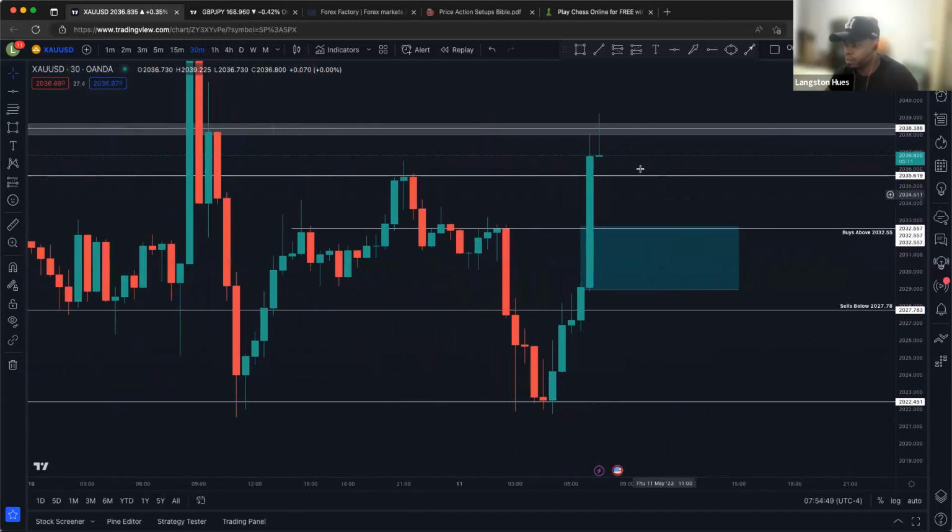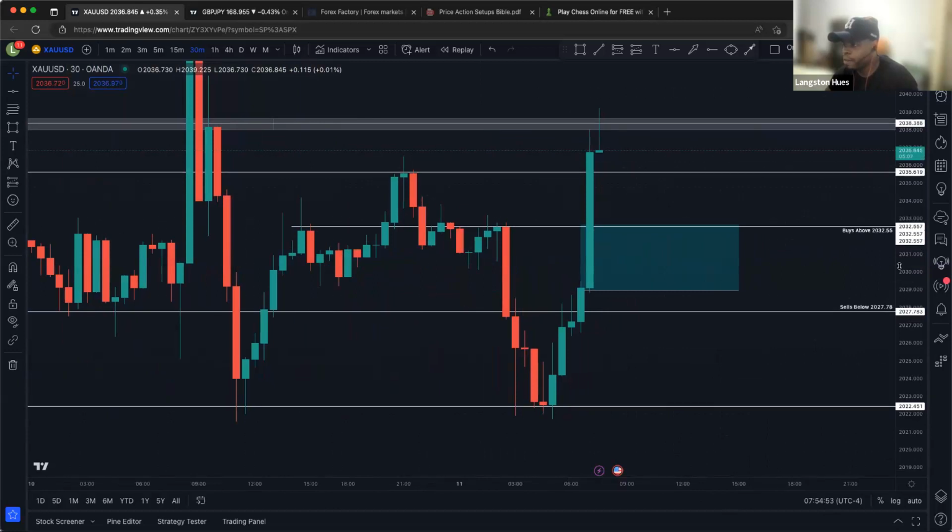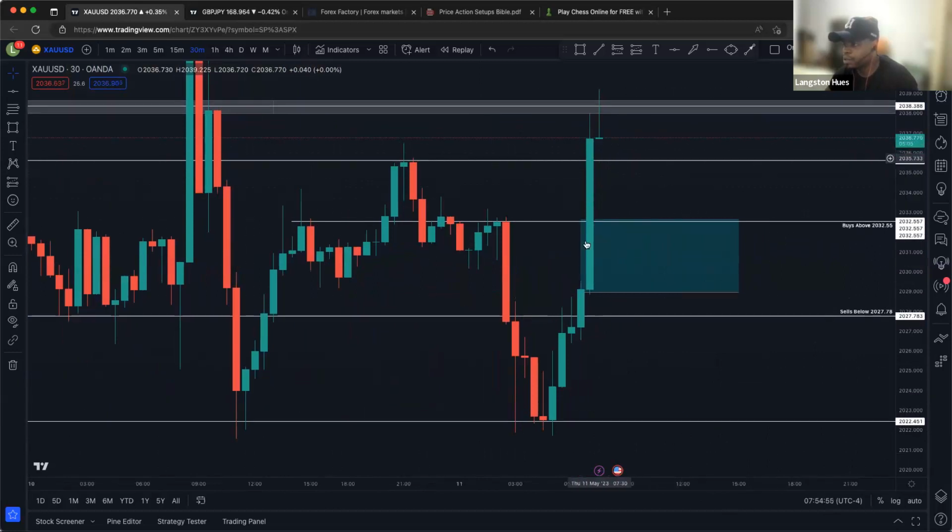So gold might create its bottom wick now. Look at that, Mar. You see that? It didn't have a bottom wick. Now it's creating a bottom wick. Let's see if it creates one. Boom. Created a bottom wick.